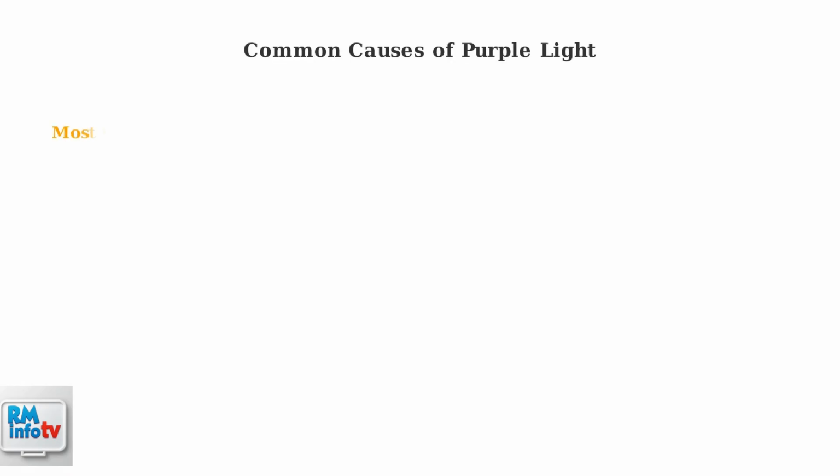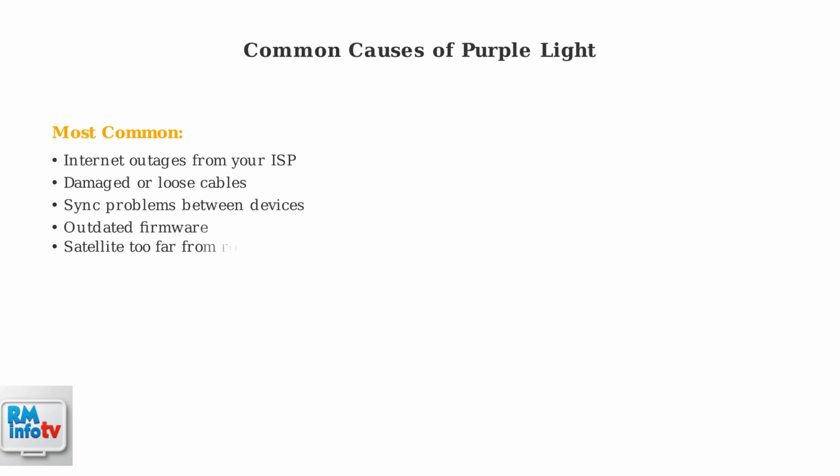The most common causes include internet outages from your service provider, damaged or loose cables, sync problems between your Orbi devices, outdated firmware, or having your satellite positioned too far from the main router. This diagram shows how Orbi devices work together. When they can't communicate properly, you'll see that purple light.